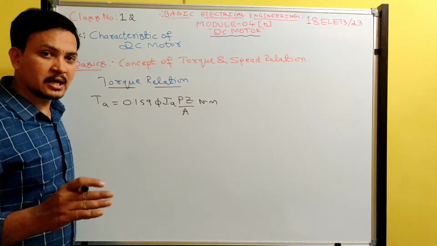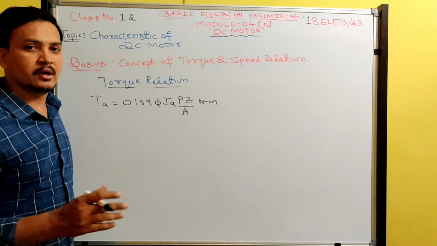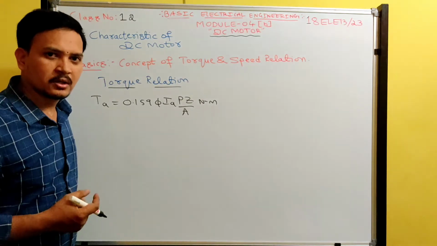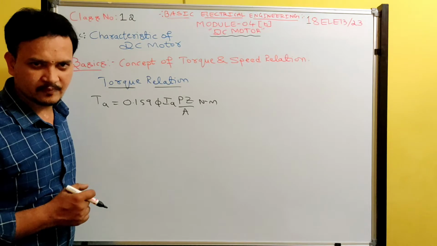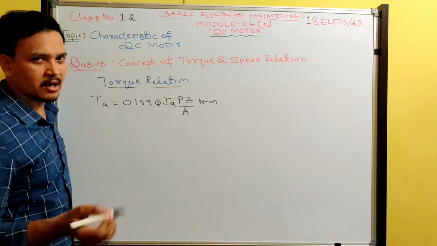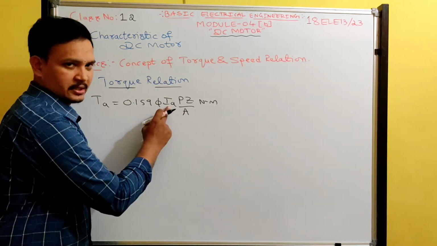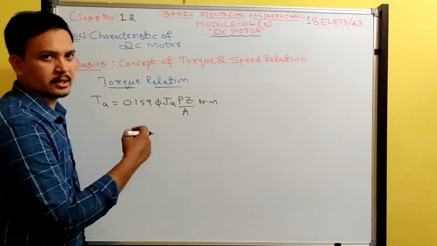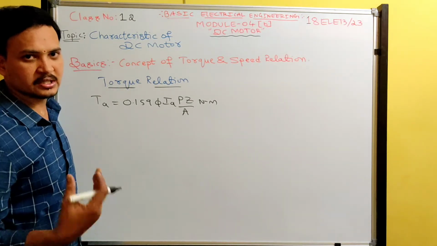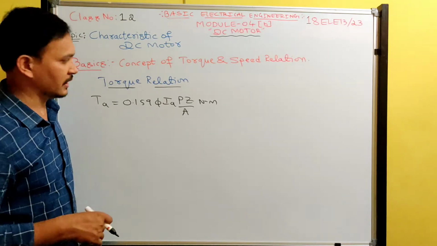When the machine is already constructed and in working condition, in order to get the required torque, you cannot change some parameters. For example, the 0.159 is constant. You cannot change this value. And armature current you can change. Based on how the machine is loaded, the current will increase or decrease.